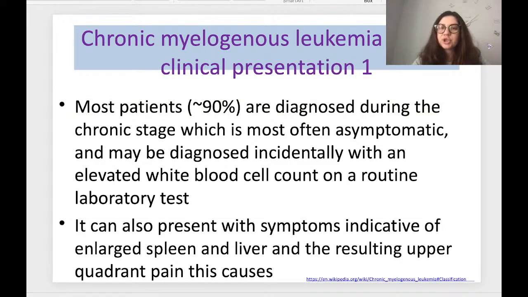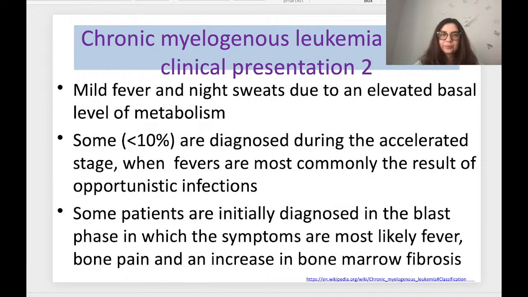Clinical presentation of chronic myelogenous leukemia. Most patients, nearly 90%, are diagnosed during the chronic stage, which is most often asymptomatic and may be diagnosed incidentally with an elevated white blood cell count on a routine laboratory test. It can also present with symptoms indicative of an enlarged spleen and liver and the resulting upper quadrant pain. Mild fever and night sweats are due to an elevated basal level of metabolism. Some are diagnosed during the accelerated stage, less than 10%, when fevers are most commonly a result of opportunistic infections. Some patients are initially diagnosed in blast phase, in which the symptoms are most likely fever, bone pain, and an increase in bone marrow fibrosis.